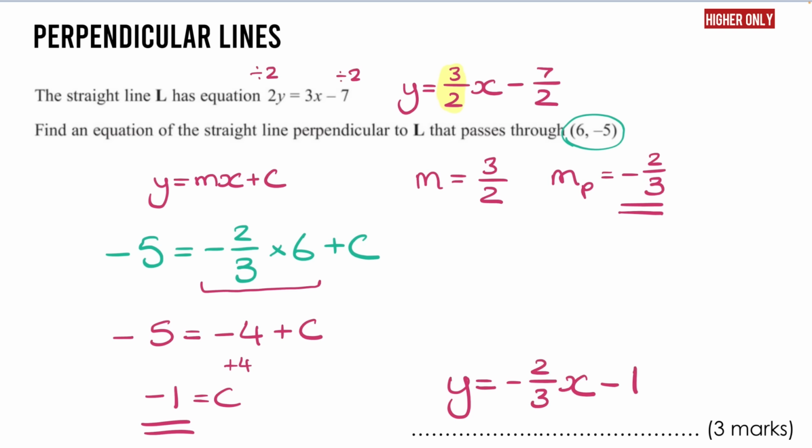Now it could ask us to write that in another form. For example, it might want us to write it without any fractions involved, in which case I'd need to times everything by 3 here, which would make it 3y equals minus 2x minus 3. But you could be asked to write it in another form. This one doesn't, it just says find the equation of the straight line that's perpendicular to L and passes through 6, negative 5, and that we have done.